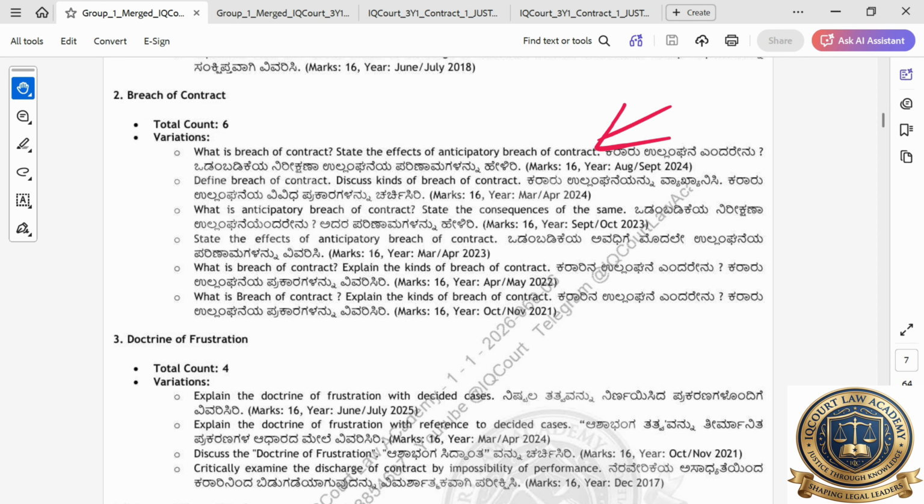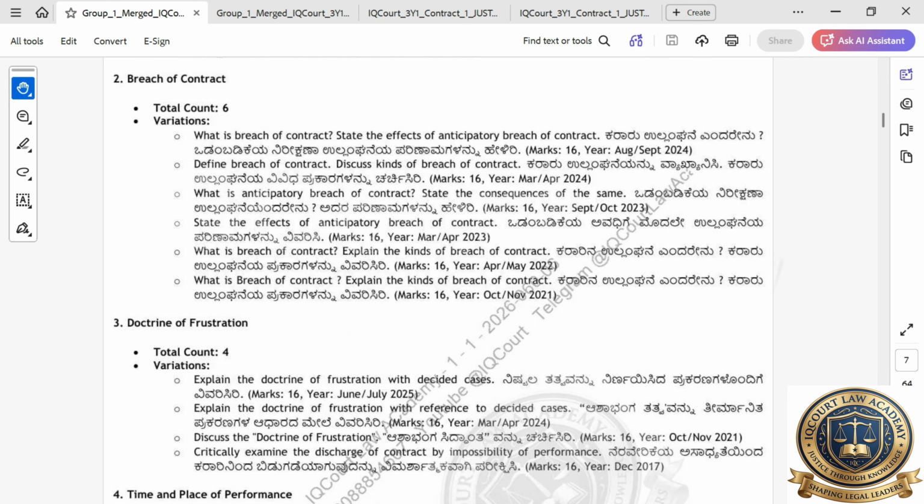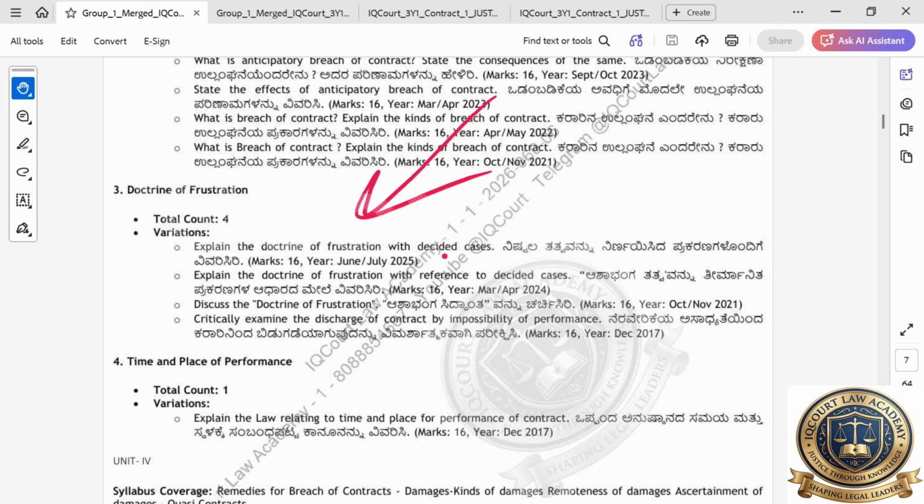It's a very easy question. Anticipatory breach of contract. State the effect of anticipatory breach of contract. This question is also very important. Doctrine of frustration. Explain the doctrine of frustration with discussion.